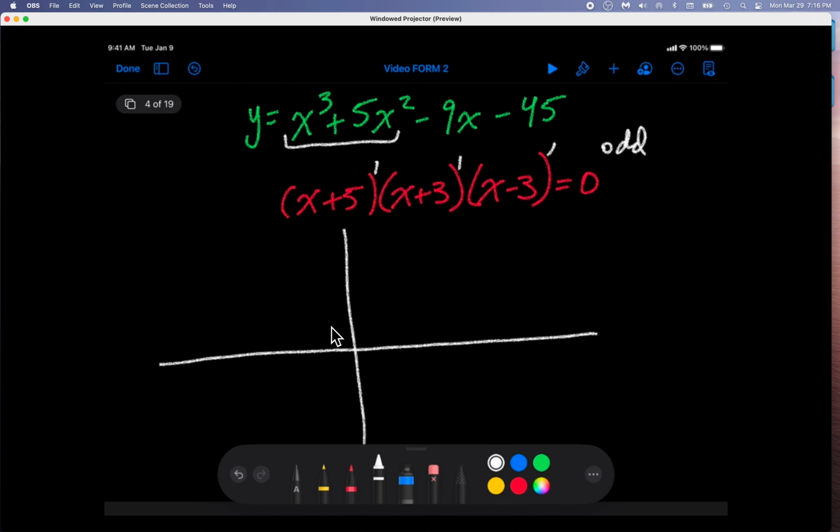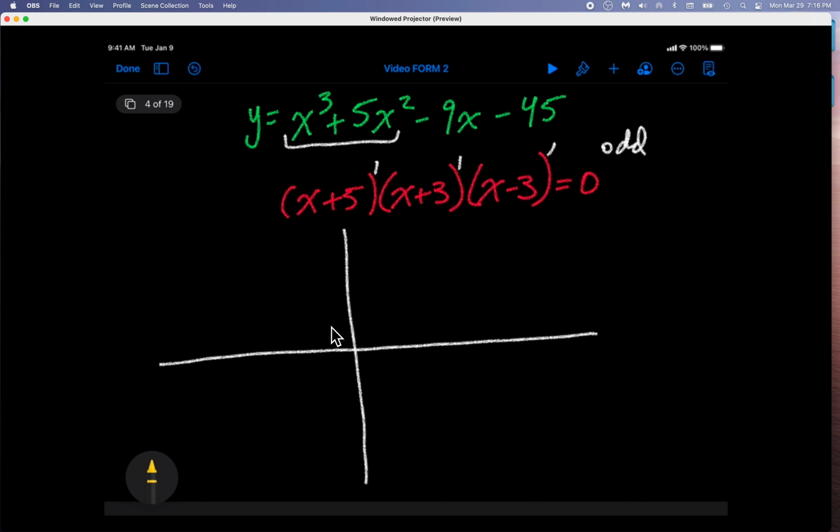Now, don't forget, we have the benefit of the y-intercept. We know it's going to cross there at -45. We know that this zero is going to be -5. This is going to be -3. And that's going to be +3. Recall, we get that by setting each factor to 0 and then solving for x.